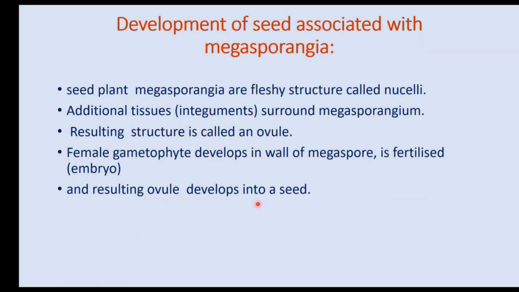Then the development of seeds is associated with megasporangia, like I was talking about. In seed plants, megasporangia are fleshy structures called nucellus. Additional tissue, integuments, surround the megasporangium, resulting in a structure called an ovule. Please underline this when you get access to this. And the female gametophyte develops in the wall of the megaspore, which is fertilized to form an embryo, and the resulting ovule develops into what is known as a seed.